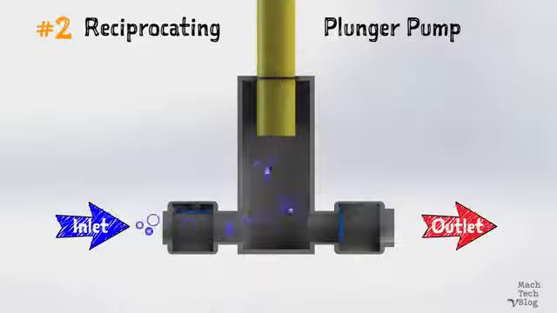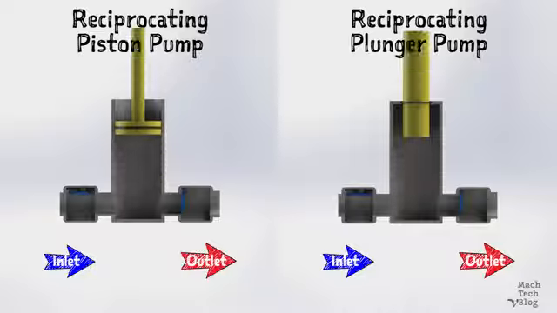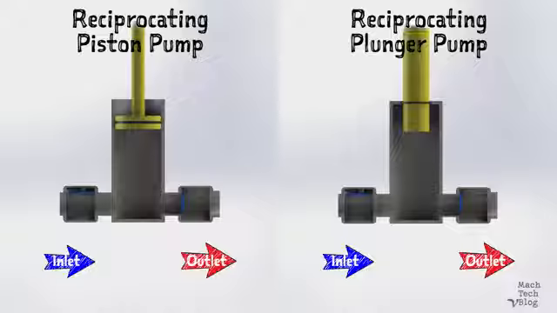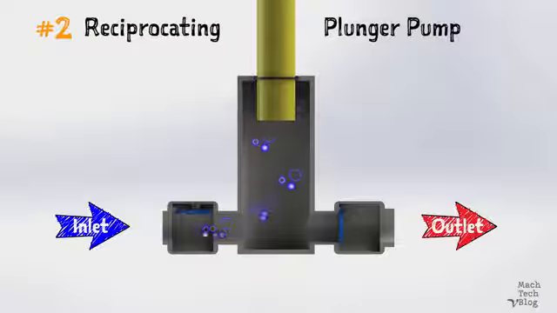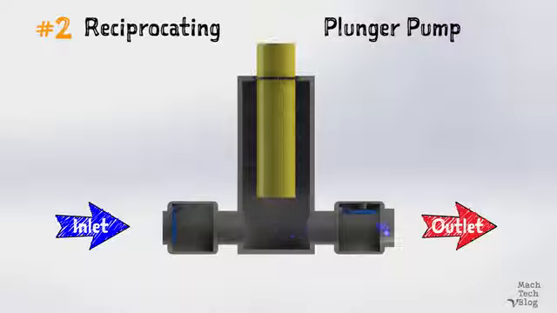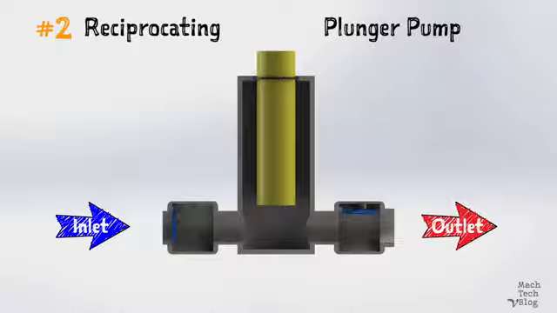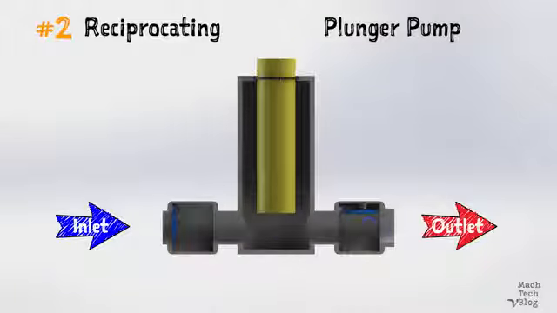Pump number 2 is the plunger pump. Plunger pumps look very similar to piston pumps, but they work a little differently. Unlike a tight-fitting piston, a plunger fits loosely in its cylinder. Just like when your bathtub overflows because you filled it too full with water before jumping in, the physical mass of the plunger alters the size of the chamber and displaces the fluid.